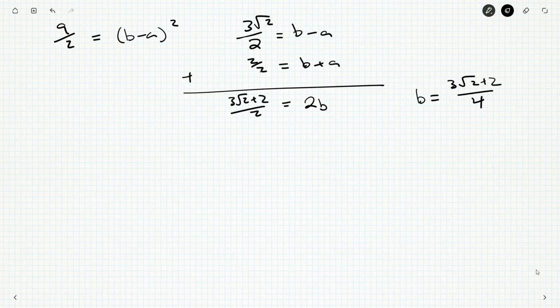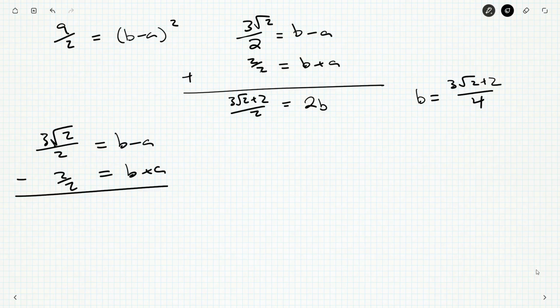And plugging that back in, we could get a, or we could say, 3 root 2 over 2 is b minus a. And then subtract off 1, which is b plus a. And we'll get negative 2a on one side, and 3 root 2 minus 2 over 2 on the other side.